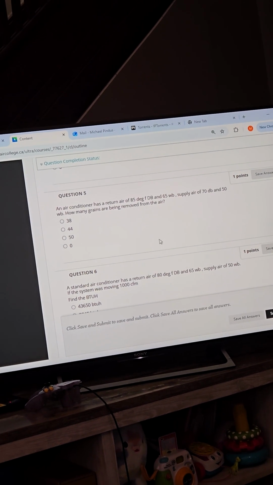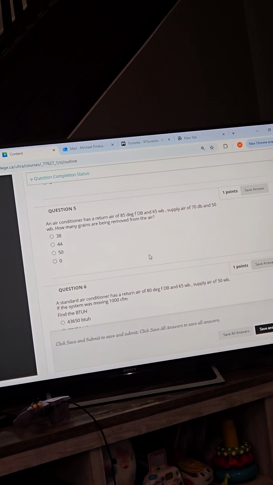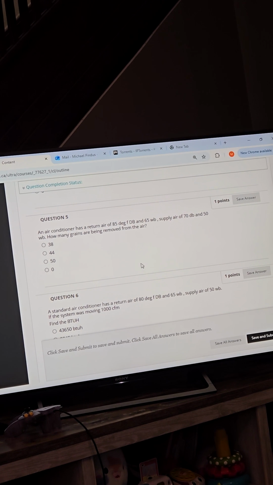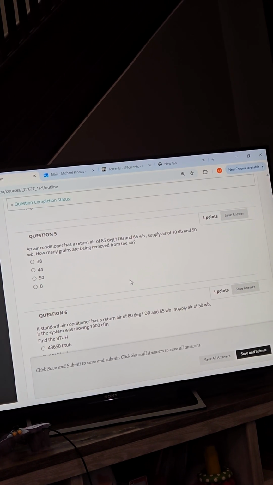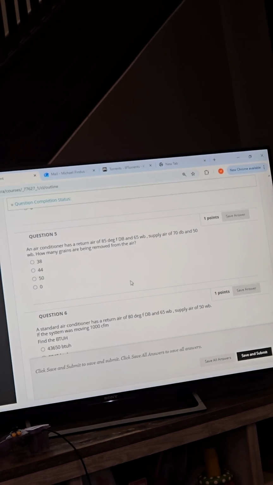Question 5. An air conditioner has a return of 85 degrees dry bulb, 65 wet bulb. Supply is 70 dry bulb and 50 wet bulb. How many grains are being removed from the air?